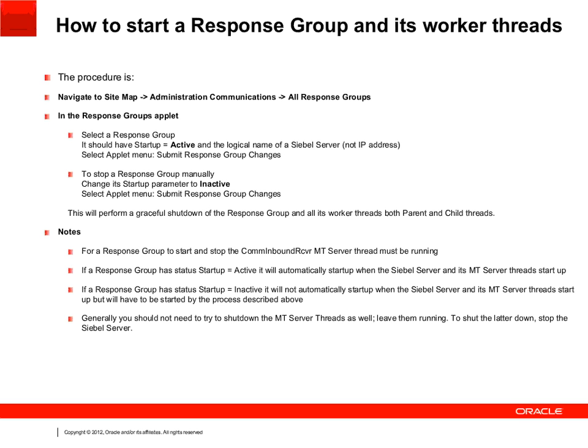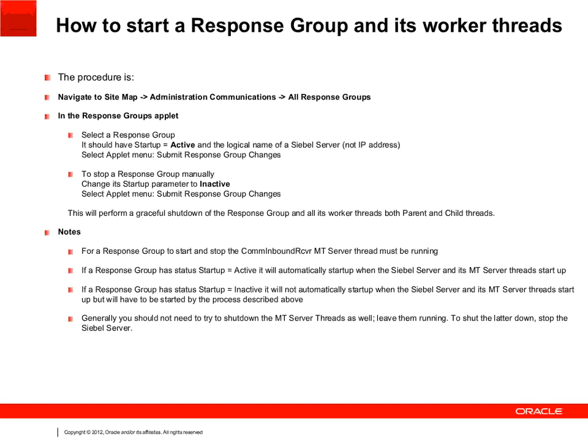Similarly, to stop the response group, we have to ensure that its startup value is set to inactive, and then do a Submit Response Group Changes. This will perform a graceful shutdown of the response group and all its worker threads, for both parent and child threads. So for a response group to start and stop, the COM inbound receiver empty server thread must be running.